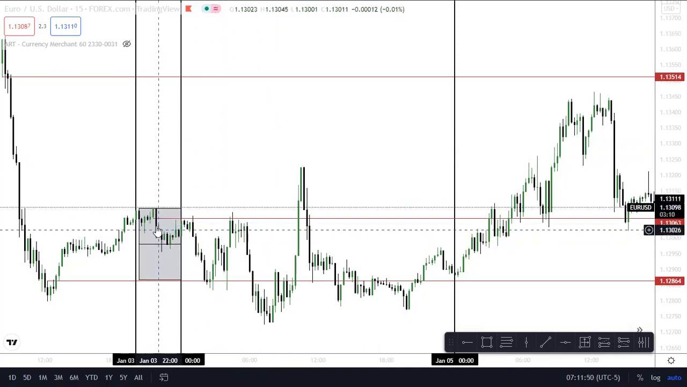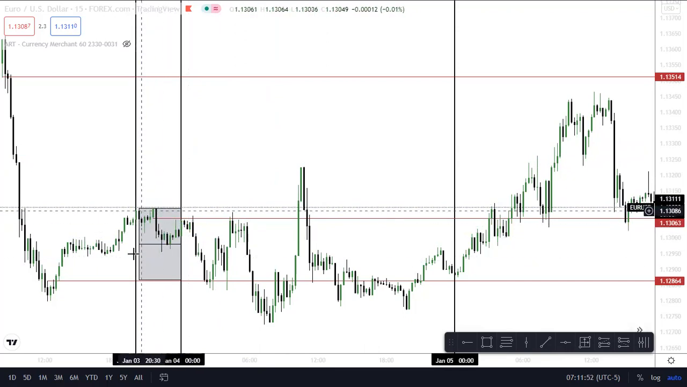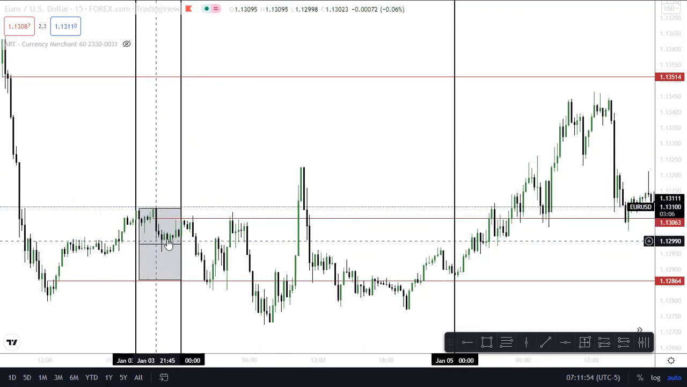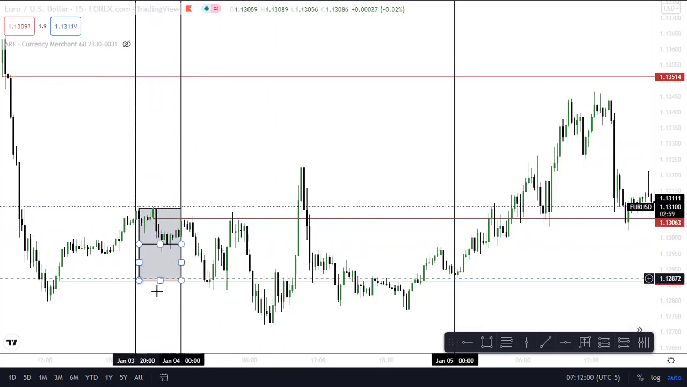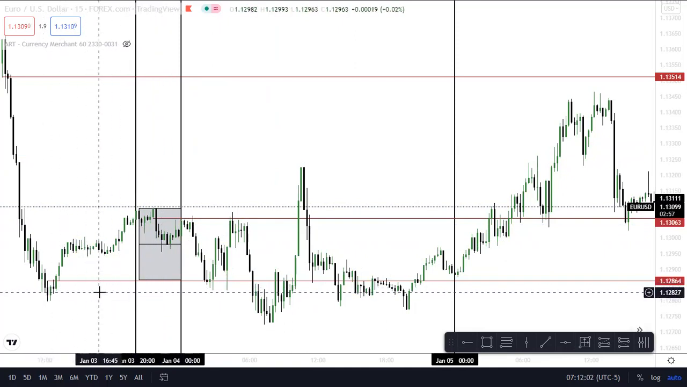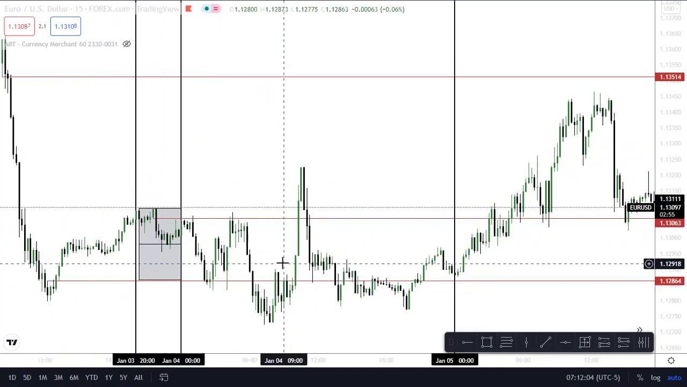The range in Asian wasn't randomly created so that you could pick random levels in Asian. One deviation doesn't line up with a random level, right? Nothing on this chart is random.